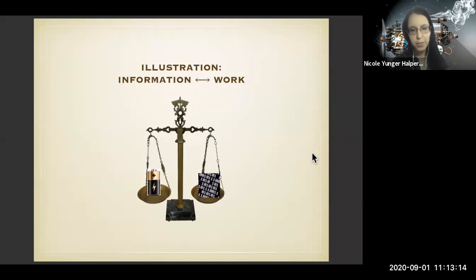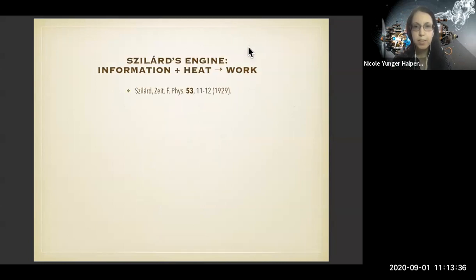I hope that I've convinced you that it makes some sense to link information theory to statistical mechanics, but how can we use that link to our advantage? I'm going to show that in principle, we can use information and work both as resources in thermodynamics and information processing. But I'll start with Szilard's engine.